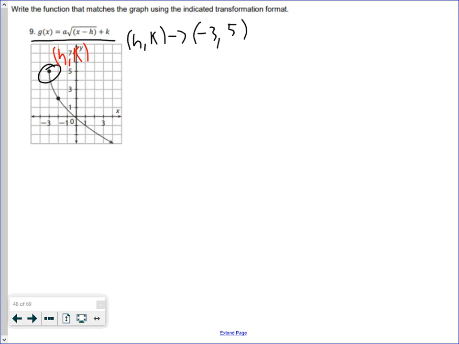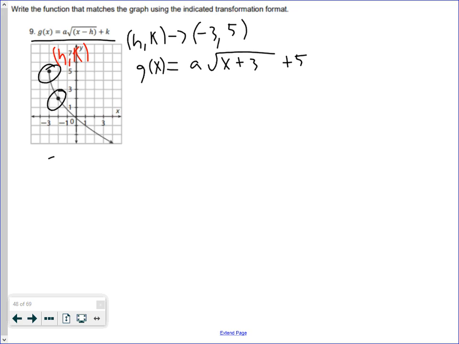So if you plug in everything we have here, we have some g of x, or really our y, equals a times the square root of x minus -3, or x plus 3, plus 5. So all we're missing now is an x and a y term to figure out what our a is going to be. And they gave us another point on this graph, which is -2, +2. So we can plug that into this g of x that we just made to figure out what our a value is going to be.